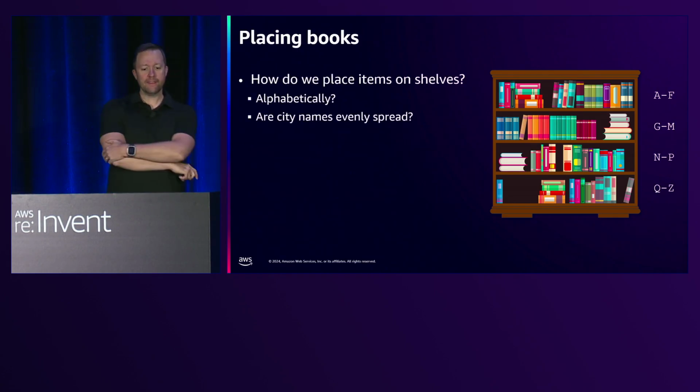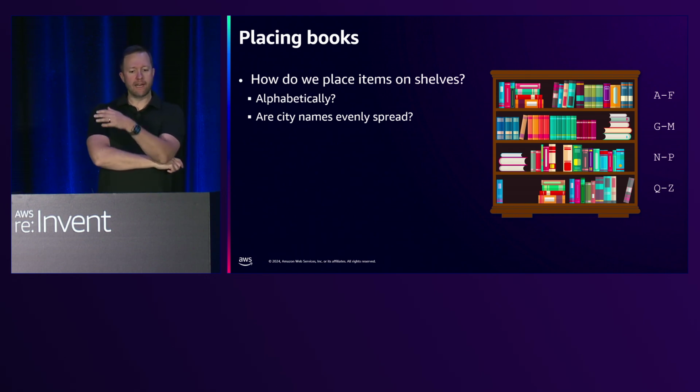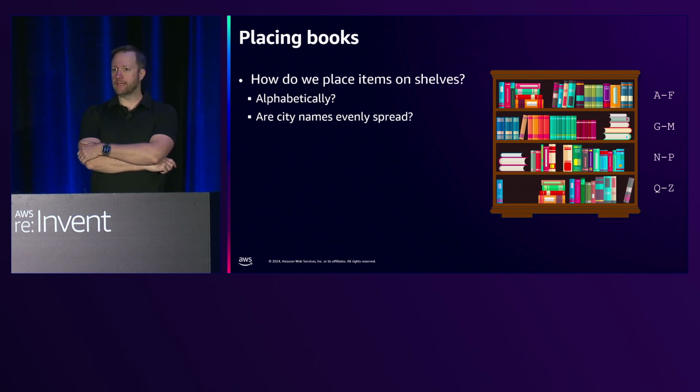All right, and I think this part's really interesting. How would I place the books onto these shelves? Because I have these cities, and I have to make it easy to find them. And I think the natural thing you're going to do is alphabetically, right? That San Jose should be under the S area, and Santa Clara should be under the S area, and San Francisco should be under the S area, and San Mateo should be under the S.